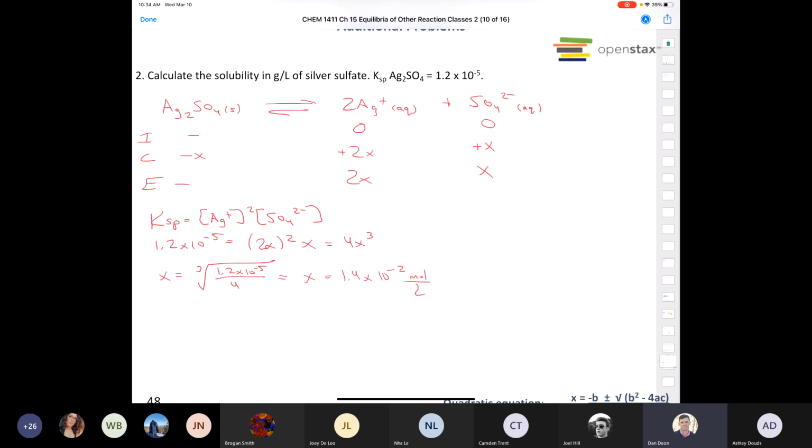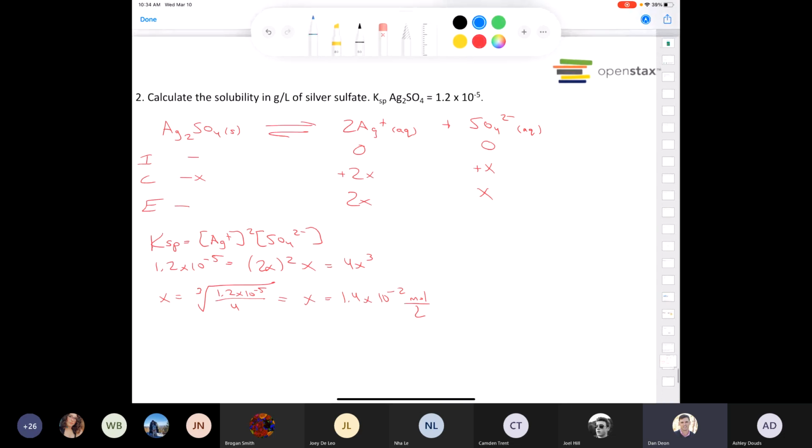Well, if we want it in grams per liter, we're going to need the molar mass of the silver sulfate. Now we could spend all the time, but that's a general chemistry 1 type of thing. So the molar mass of the silver sulfate is 311.81 grams per mole. There we go. And so to calculate the molar solubility in terms of grams per liter, we're just going to multiply by that conversion factor. We have 311.81 grams in 1 mole. And you see that moles cancel. And we end up with the molar solubility in grams per liter.